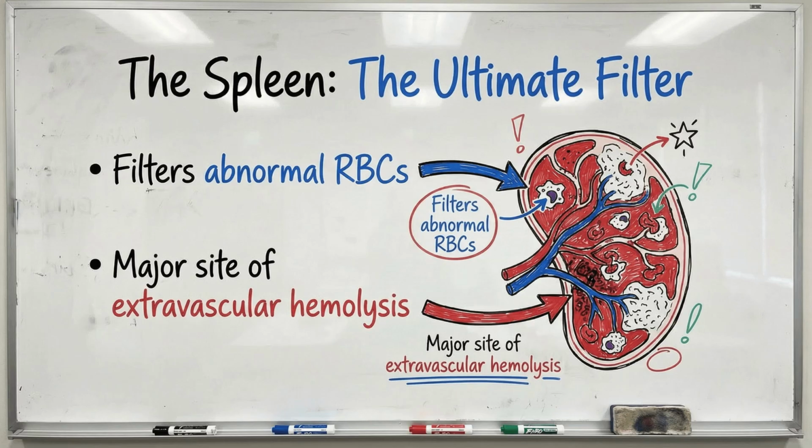Because it's often working overtime in chronic hemolytic anemias, you'll frequently see splenomegaly, or an enlarged spleen, as a clinical sign. So while the spleen is a hero, it can also be a bit of a villain for abnormal red blood cells. Next, we'll look at the liver, another crucial player in the hemolytic process.